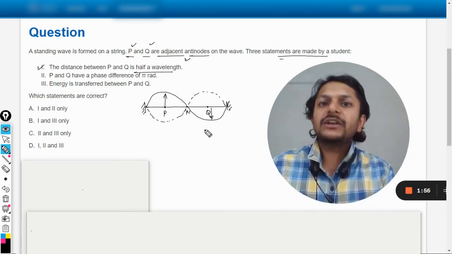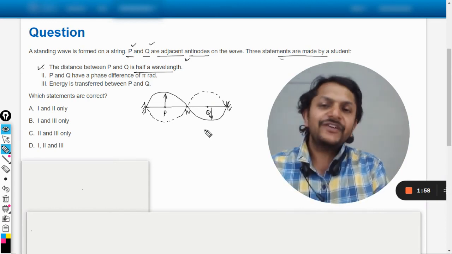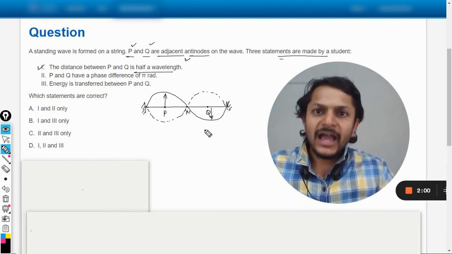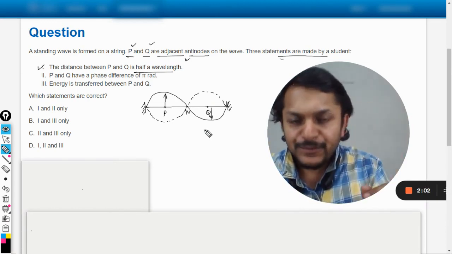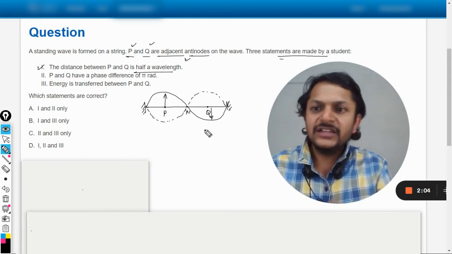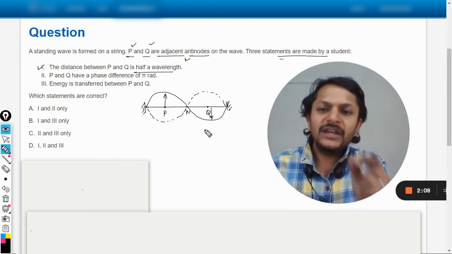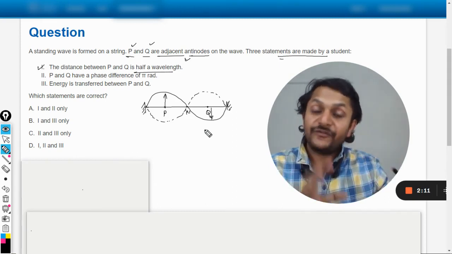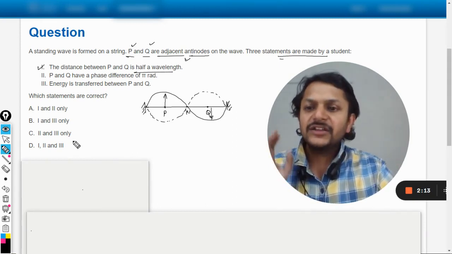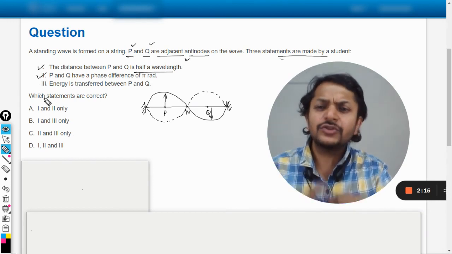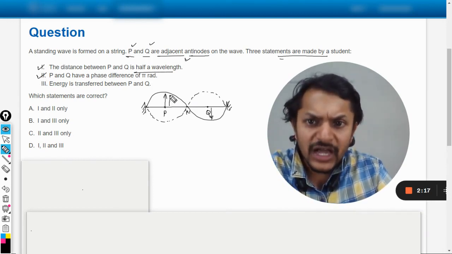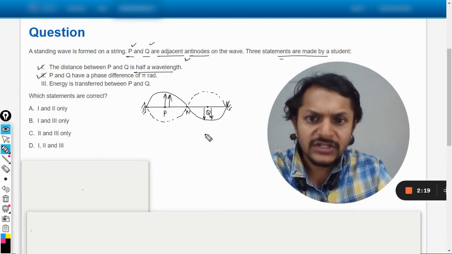And if the two particles are in the same segment, the phase difference is always zero, and there is no other option of the phase difference. Either it will be zero or it will be pi. So there's no confusion here. P and Q are the two different points in different segments, and hence the phase difference is definitely going to be pi. There's no doubt about it. When P goes up, the Q goes down.